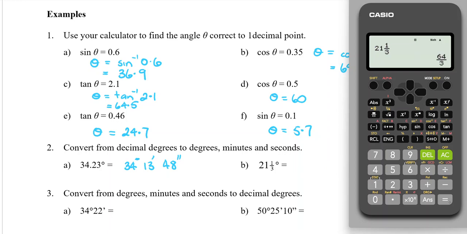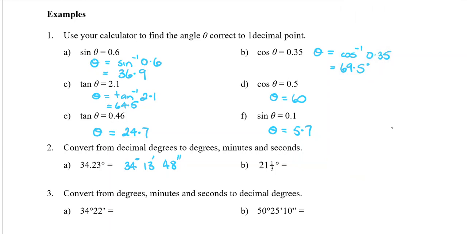Press equals. Okay, it changed to a fraction, that's okay. But now I need to press my degrees, minutes, seconds button. And there it is, 21 degrees, 20 minutes, and 0 seconds.